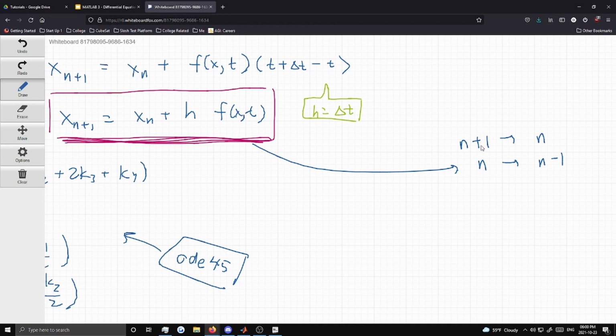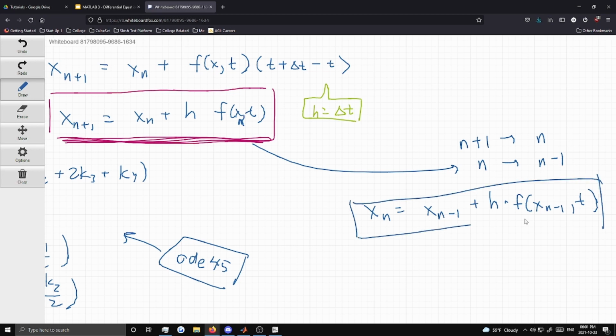Right? So instead of relating the future step to the past step, we're relating the current step to the past step. You can reason through why it would make sense, right? It's the same thing, we're just looking at it from a different perspective. And so we can rewrite it as x of n is equal to x of n minus 1 plus h times f of x of n minus 1, t. Sorry, there should be an n here. I may have neglected that. And so this is the formula that we would be using when we implement it in MATLAB: x of n is equal to x of n minus 1 plus the step times the function at the previous step.